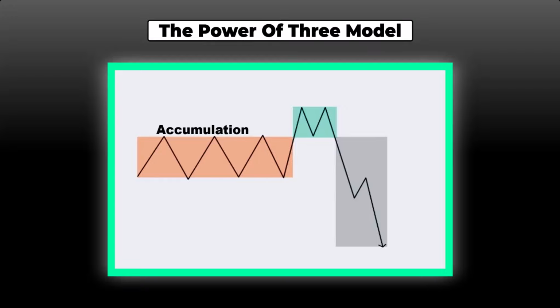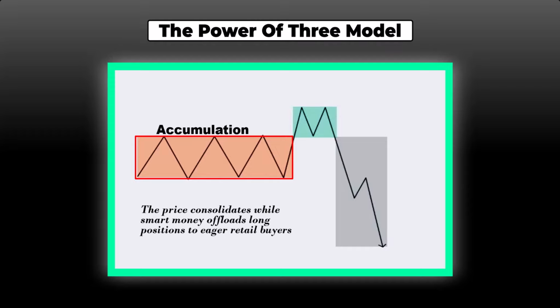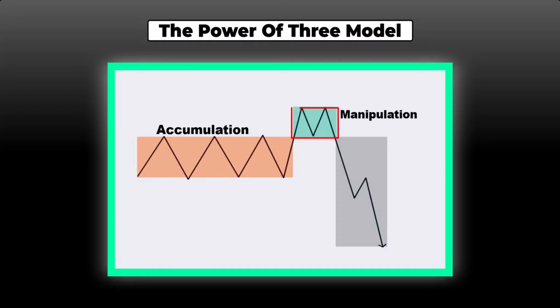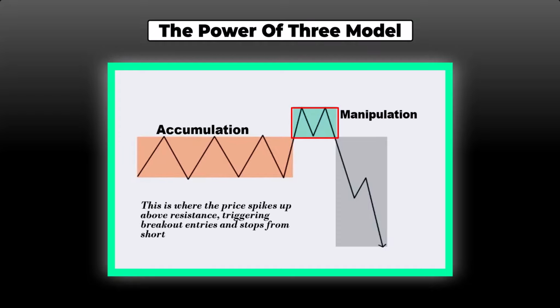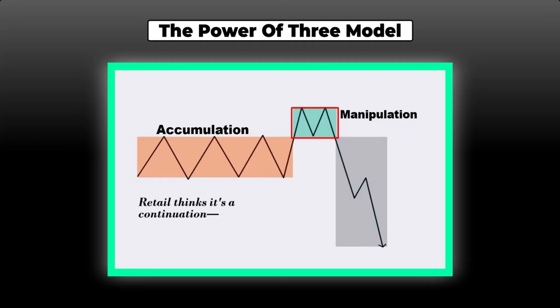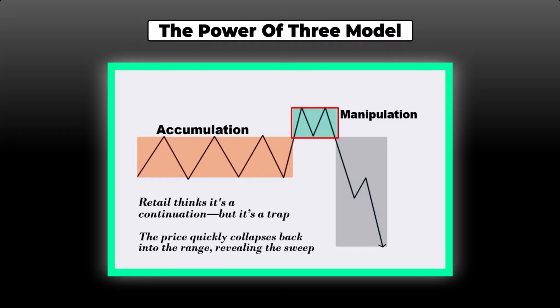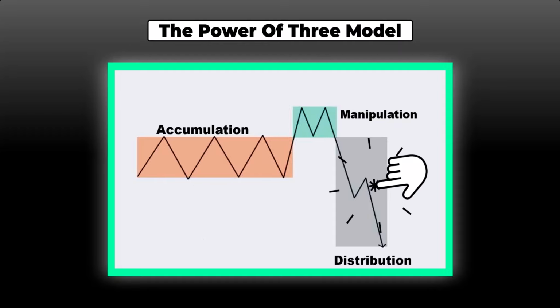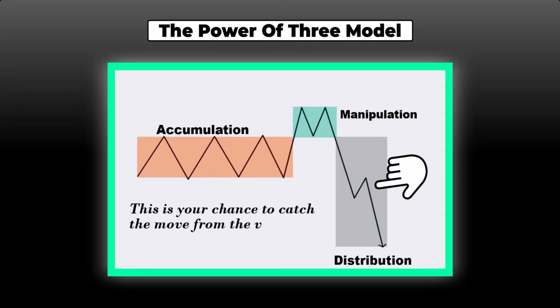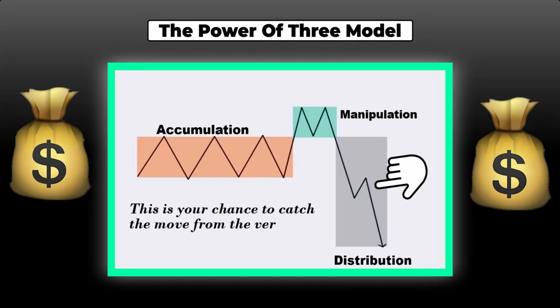For the bearish version, the setup begins at the end of an uptrend. Phase 1 is accumulation. Price consolidates while smart money offloads long positions to eager retail buyers. Next, the manipulation. This is where the price spikes above resistance, triggering breakout entries and stops from short sellers. Retail thinks it's a continuation, but it's a trap. The price quickly collapses back into the range, revealing the sweep. Finally, the markdown phase begins. Institutions have exited, liquidity has been cleared, and price drops with momentum. This is your chance to catch the move from the very top.